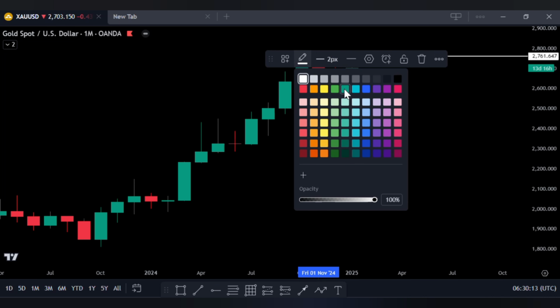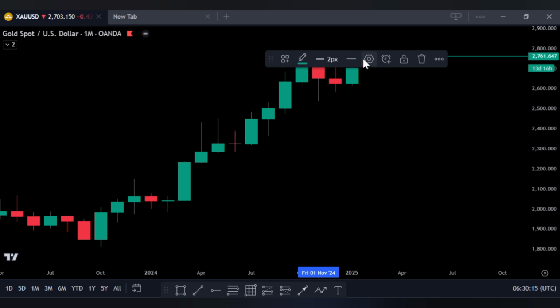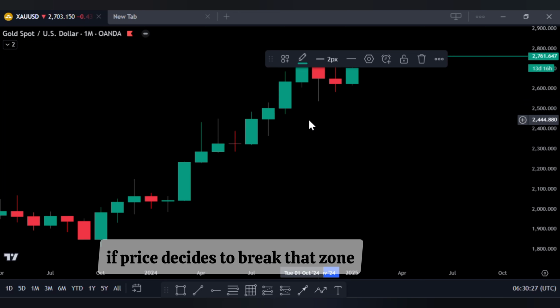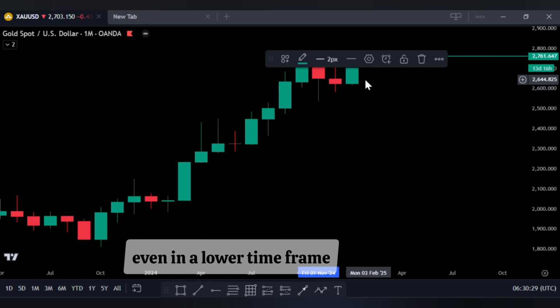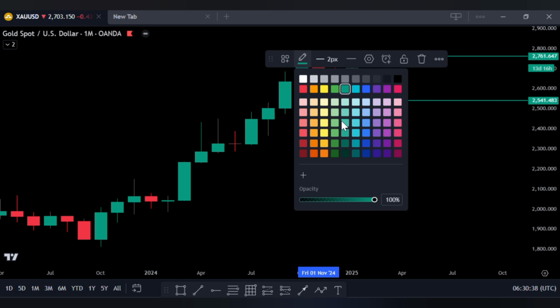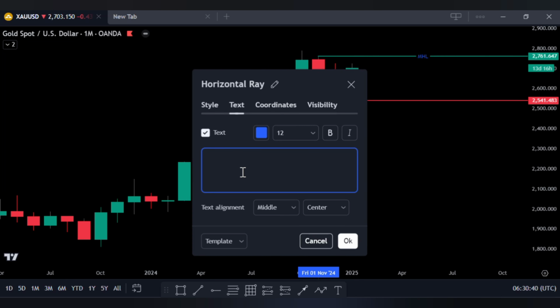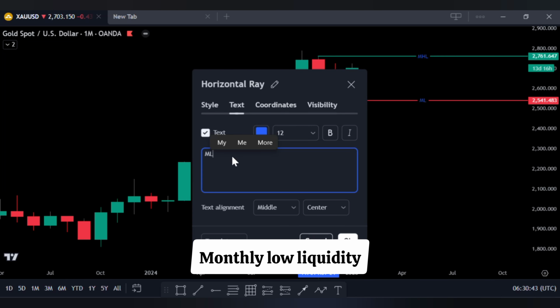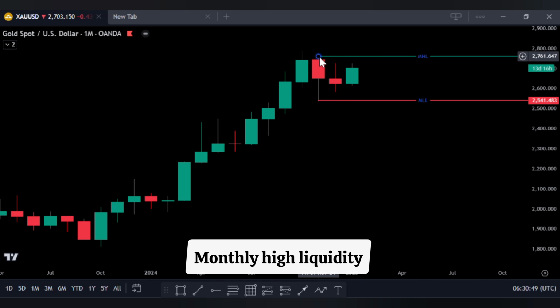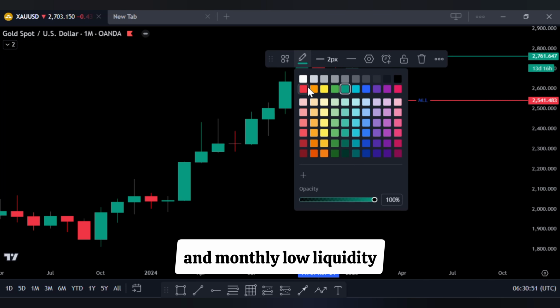High, and I call it monthly high liquidity, because if price decides to break that zone, it is a liquidity even in a lower time frame. And this lower one, I call it monthly low liquidity. Monthly high liquidity and monthly low liquidity.